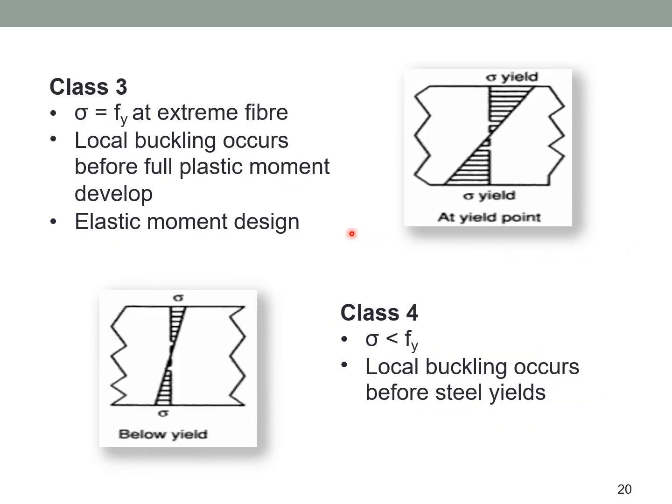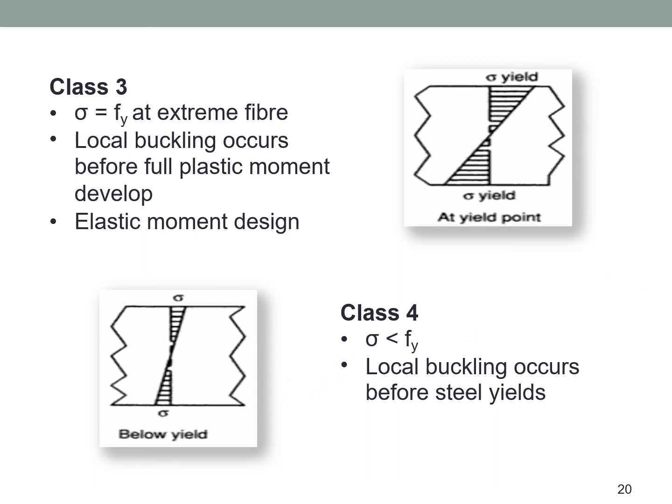And class 3 is when the stress is equal to the yield stress at the extreme fiber and the local buckling occurs before the full plastic moment develops. So it means for class 3 it is in the elastic range, and we are going to design using elastic moment design. And lastly, class 4 is when the stress developed is less than the yield point. It means that local buckling occurs before the steel yields. It is below the elastic yield point.